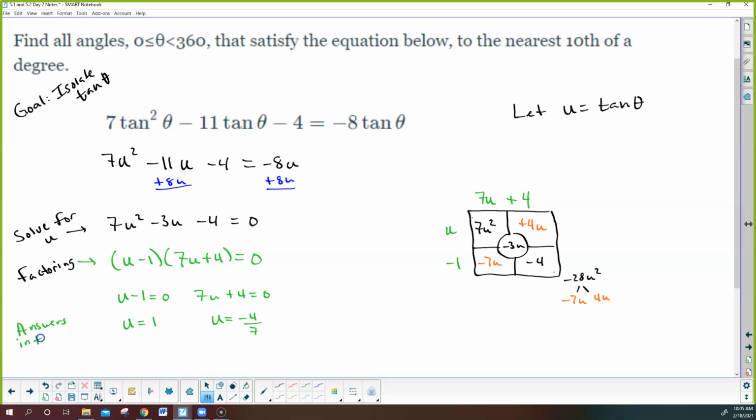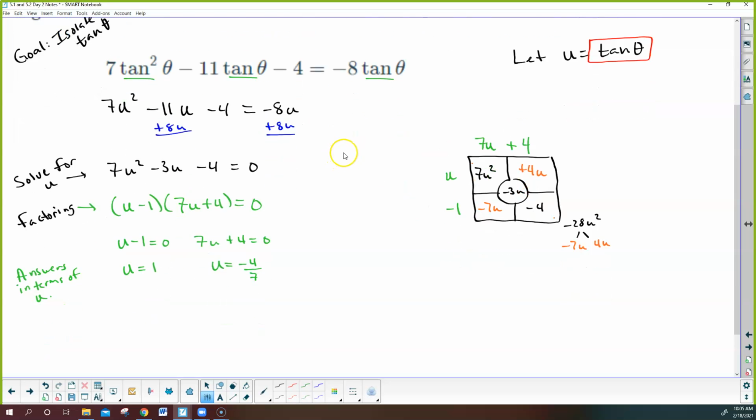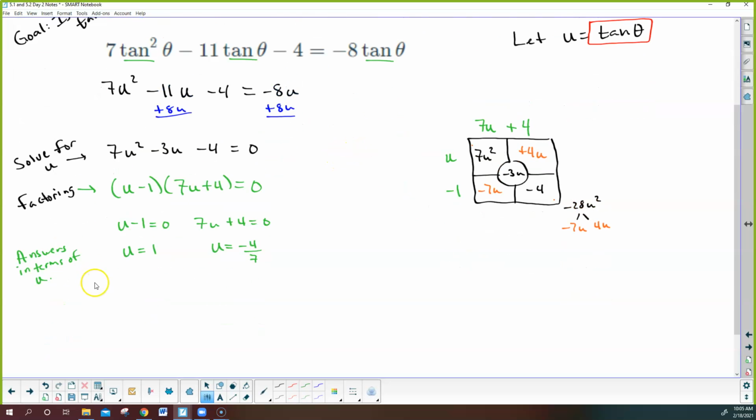However, there's a problem. They're in terms of u. We don't want that. Our original problem was written in terms of tangent. So the u just helped us make this part more familiar, right? If I gave you this problem without tangent in it and just the u's, this is nothing new. You could have done this in Algebra 1. But now, the new part is just right here. What is u? u is equal to tangent.